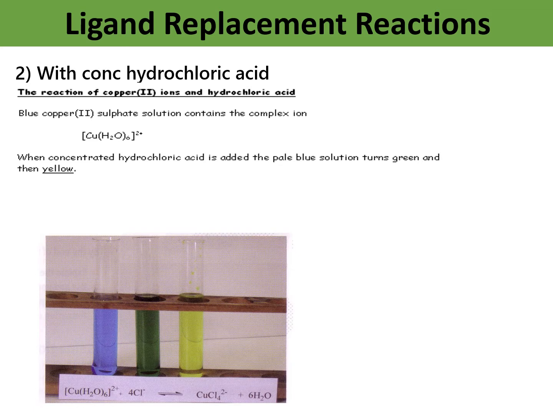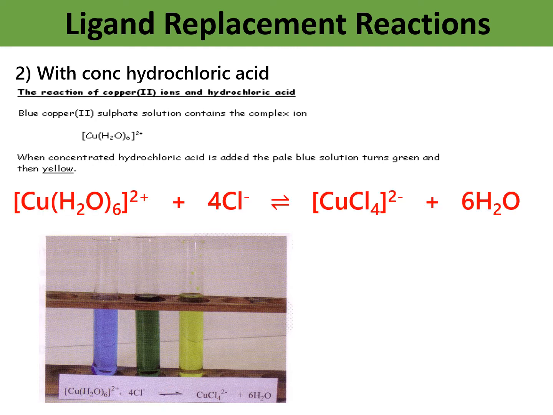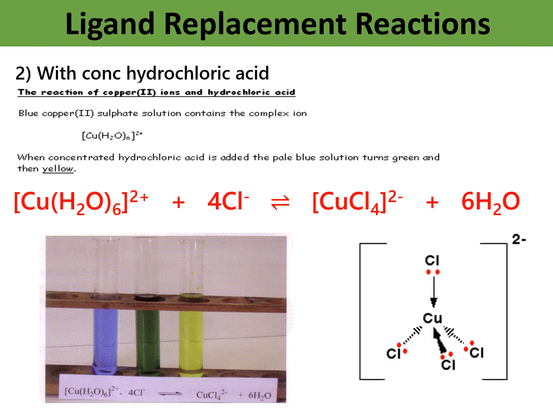The second ligand replacement reaction we're going to look at is using our hexaaqua copper ion solution, and we're going to add concentrated hydrochloric acid. When concentrated hydrochloric acid is added, the pale blue solution turns green and finally turns yellow. It has turned yellow because it now contains the tetrachlorocuprate ions, which are yellow. Here is the equation for the overall ligand replacement reaction, and this is what our tetrachlorocuprate ion looks like.